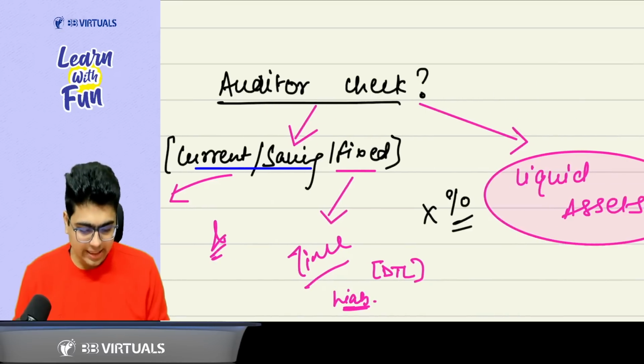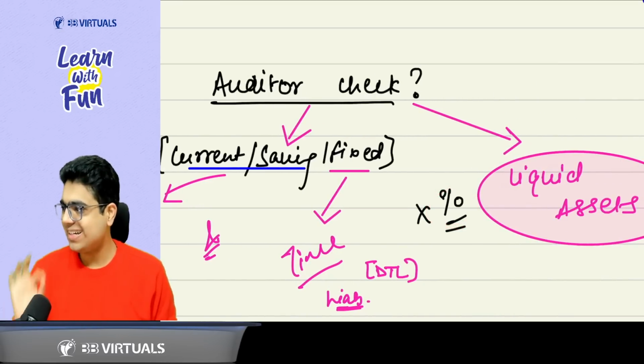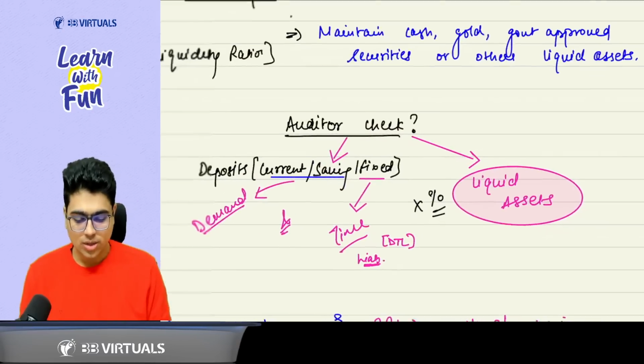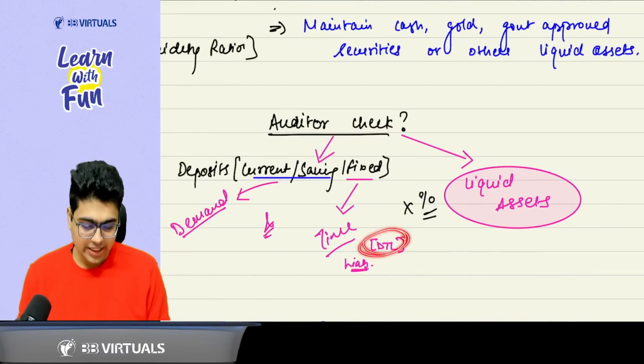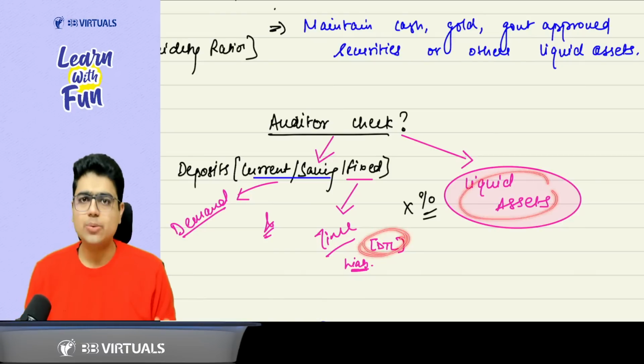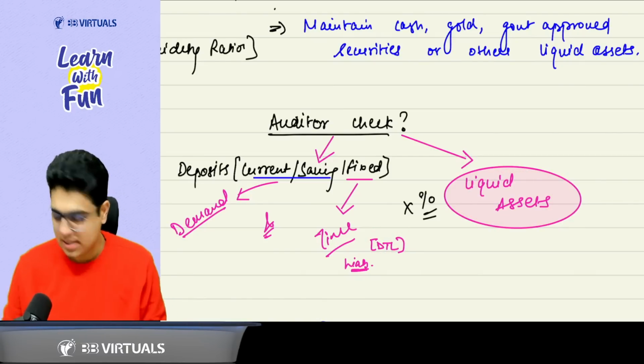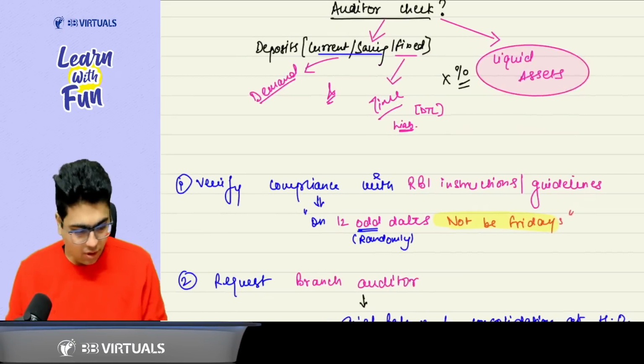Now a percentage of the DTL needs to be maintained in the form of liquid assets. So you are going to check the calculation of DTL and whether proper liquid assets are maintained or not. Yeah, let's continue. So, sir, what do we need to do?